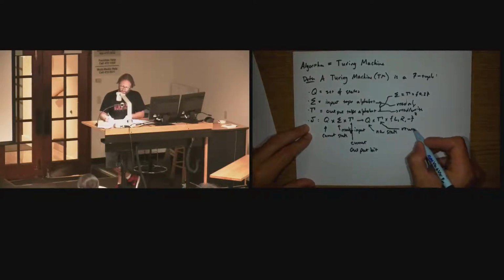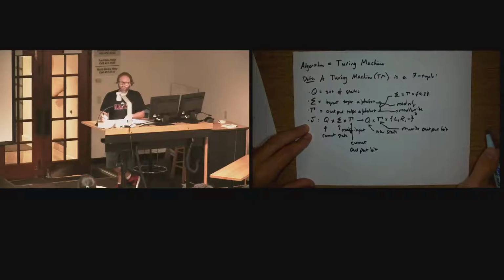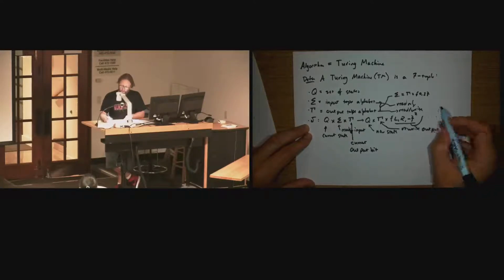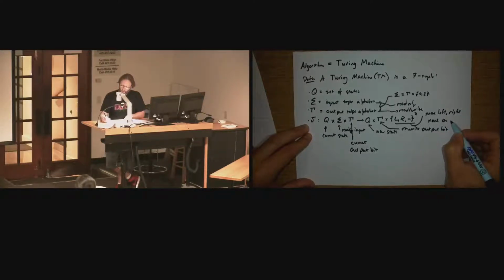Rewrite the output bit. And if you don't want to rewrite it, well, if it's a 0, then go ahead and write a 0 again. If it's a 1, you can go ahead and write a 1 again. And then transition both tape heads. This is move left, right, or none on both input and output.